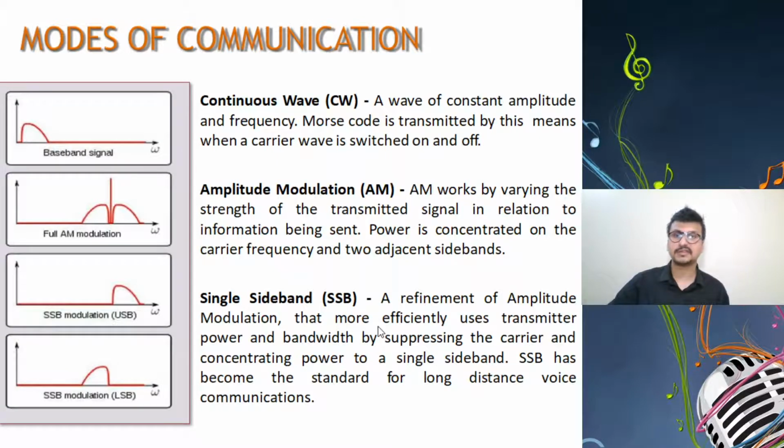Coming to the next slide, that is modes of communication. If you talk about the modes of communication, there are four ways or modes of communication. The first is continuous wave, that is CW. The second one is amplitude modulation, that is AM. The third one is SSB, that is single sideband. So let's start with the continuous wave, that is CW.